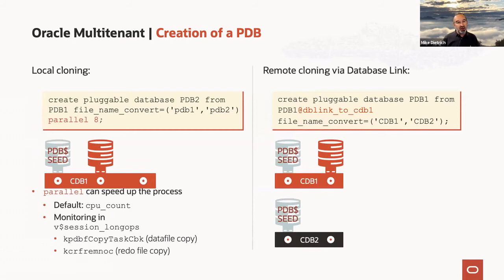When we do local cloning, so I create a local clone here. In this case, I simply say create PDB2 or whatever the name is from PDB1. Again, I convert the file names here because I'm in file system. In ASM, you wouldn't care. And I can specify also a higher parallel degree. By default, we take the CPU count. If you want to get higher, you can add parallel 8 and then have more operations.